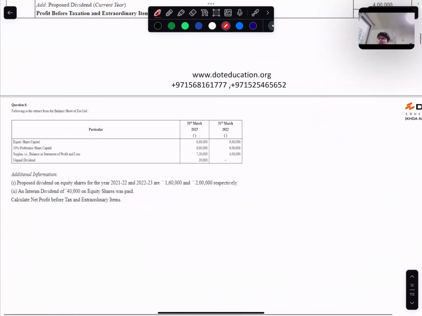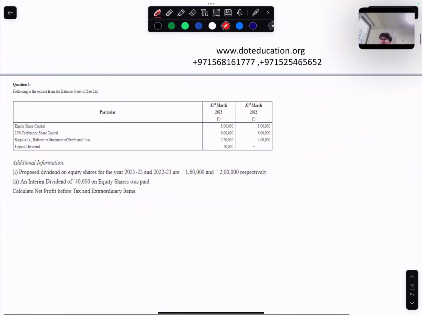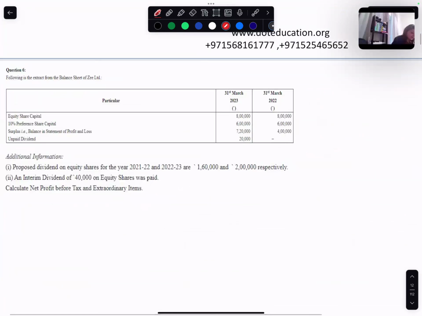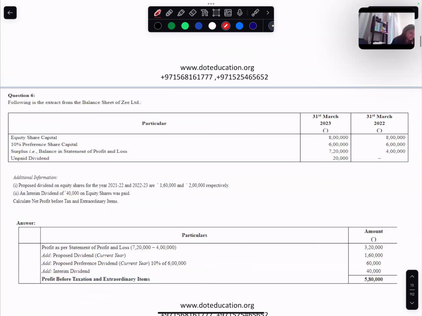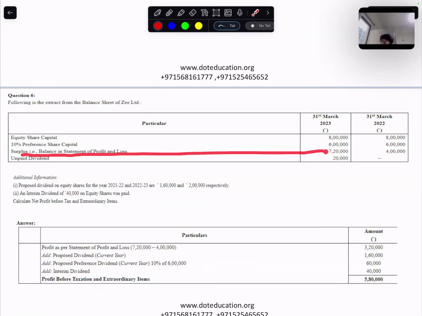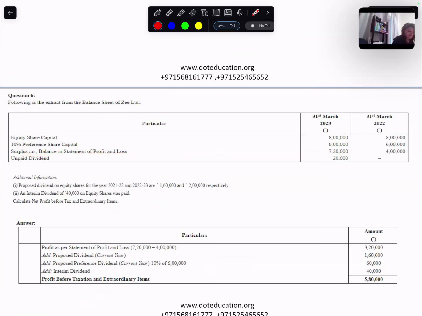Okay. Let's go to this part. They want you to calculate profit before interest and tax again. Same thing. What will you do first? First things first, what will you take? Surplus. Okay, surplus. That means this is the profit. Closing minus opening. That is going to give you 3 lakh 20,000.